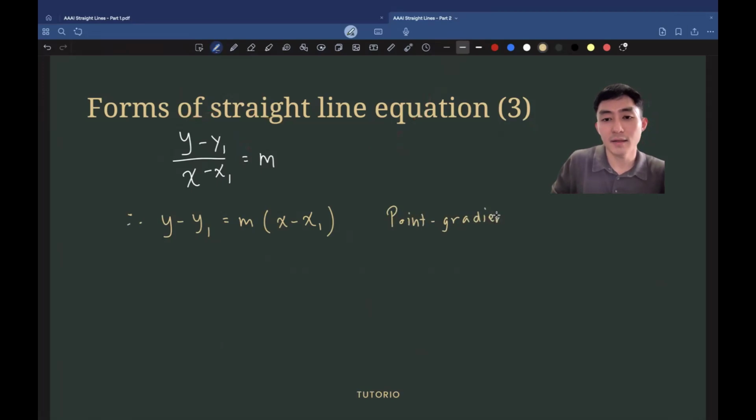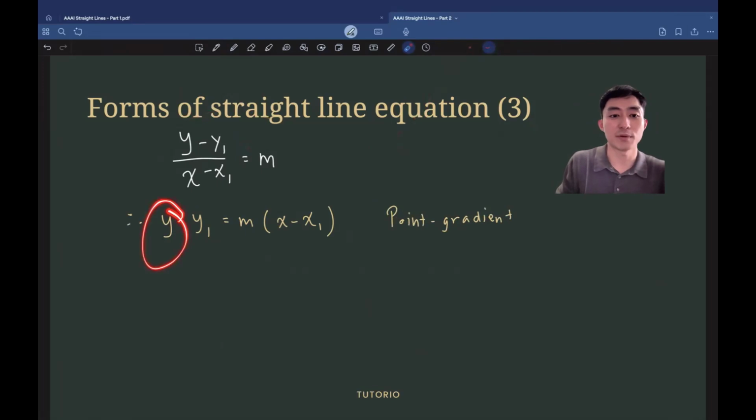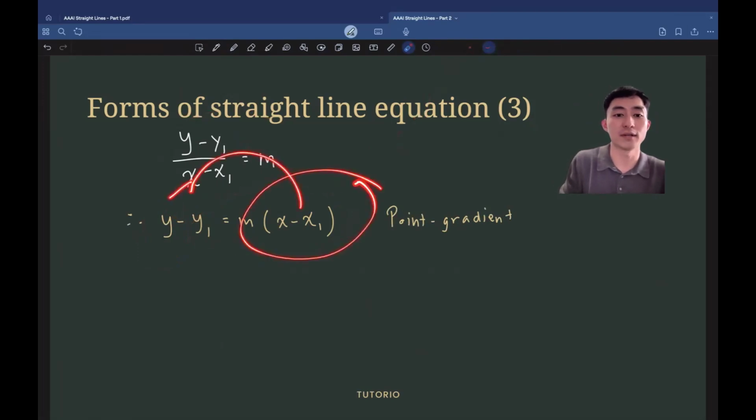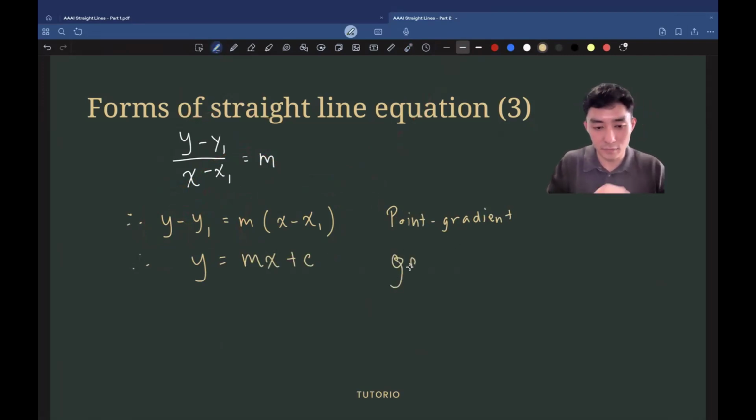Okay, another thing is that because we love isolating the y, in a sense we want to make y the subject of x. We want to input something on the right-hand side to get the value of the left-hand side. So we can rearrange this form to get y equals mx plus c. This is gradient-intercept form.